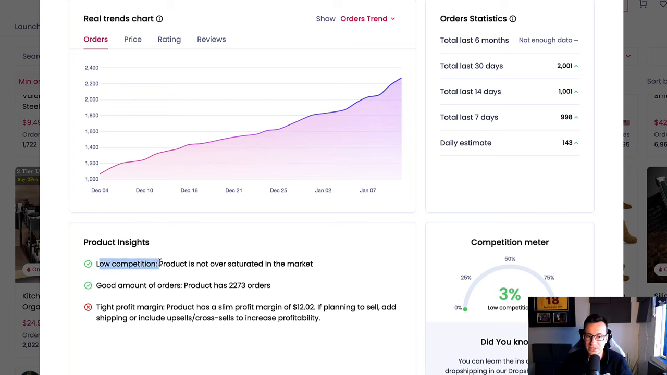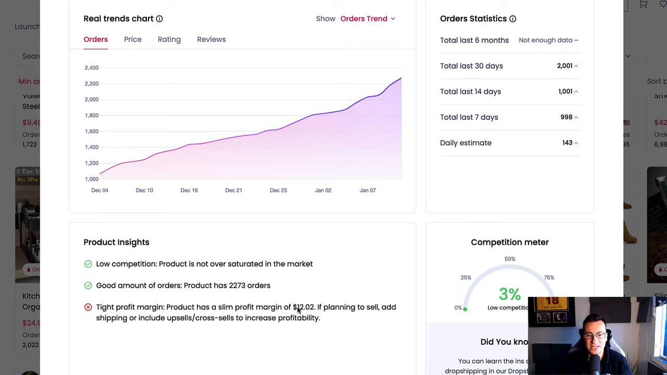It has low competition, meaning the product is not oversaturated in the market, and has a good amount of orders on AliExpress, so over 2,000 orders, so it's kind of like a tried and tested product. There's no denying that people have a demand for this particular product. The only thing that kind of lets it down is the tight profit margin. However, there's lots and lots of different ways around that.